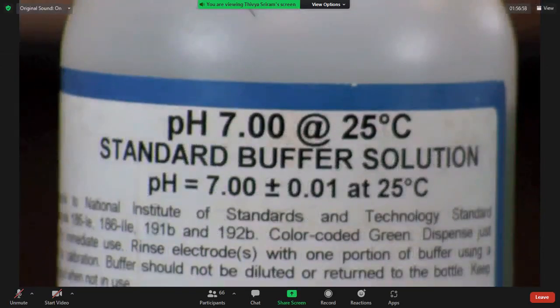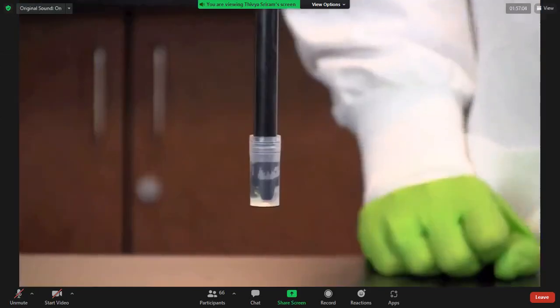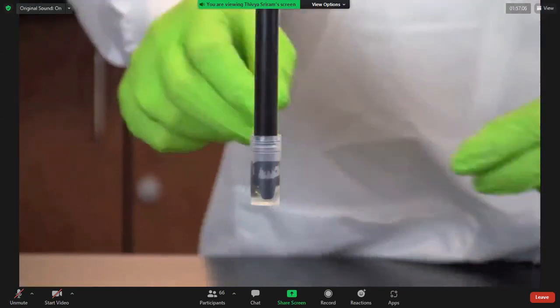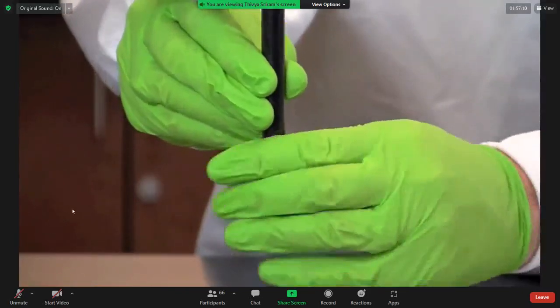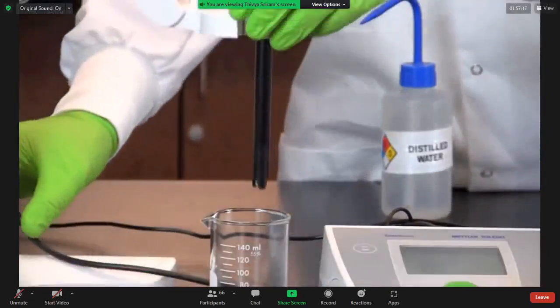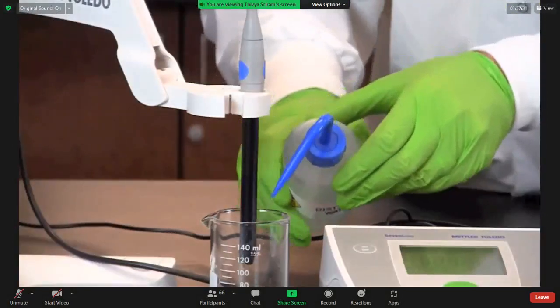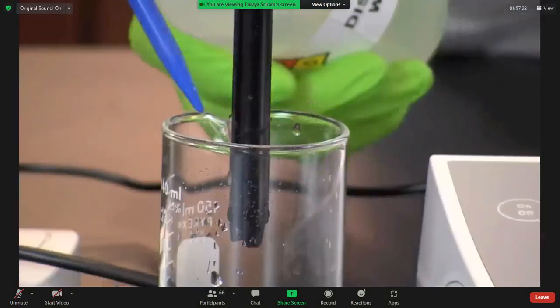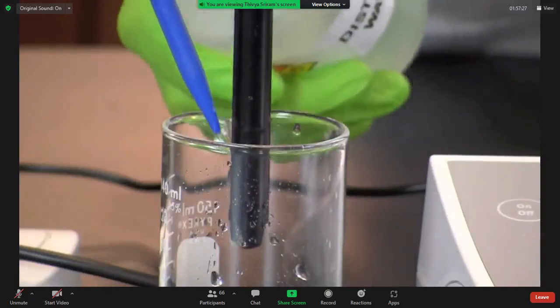pH 4, 7, and 10 are standard. The first step in using a pH meter is to remove the protective cap from the electrode. The electrodes of the pH meter need to be stored properly, capped, and immersed in a storage solution to prevent them from drying out. Next, the electrode must be rinsed using distilled water.